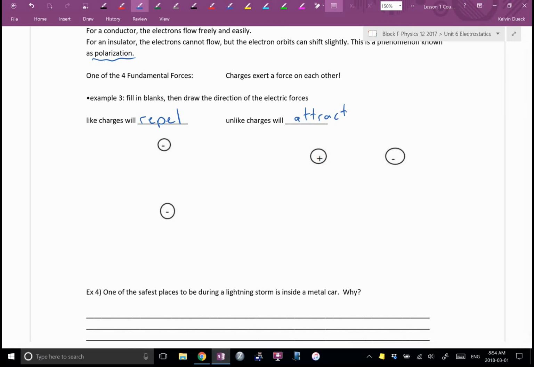If I was drawing the forces on these 2 charges right here, are they like or unlike? So we are going to have to figure out the direction of the forces ourselves by using like, repel, unlike attract. So I know that this negative is feeling a force up or north, and this negative is feeling a force down or south. Here we have opposite charges. They are being attracted to each other.